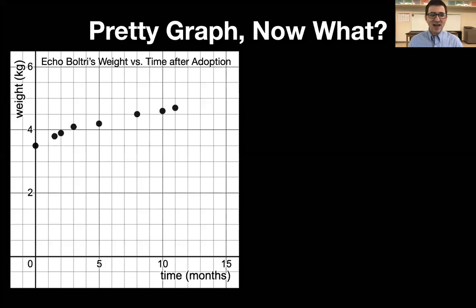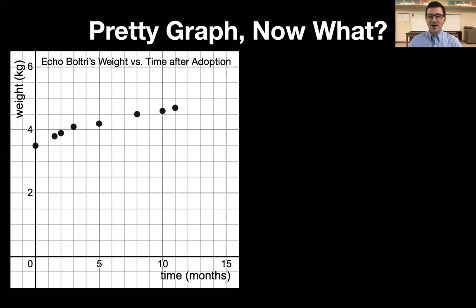So in our last video, we came up with this nice graph which related the weight of my cat Echo versus the time after her adoption. So 0 months was her weight at adoption, and then we recorded her weight moving forward from there. When she was adopted, she was underweight, and we're trying to finally get her to a weight of 6 kilograms, which is her target weight.